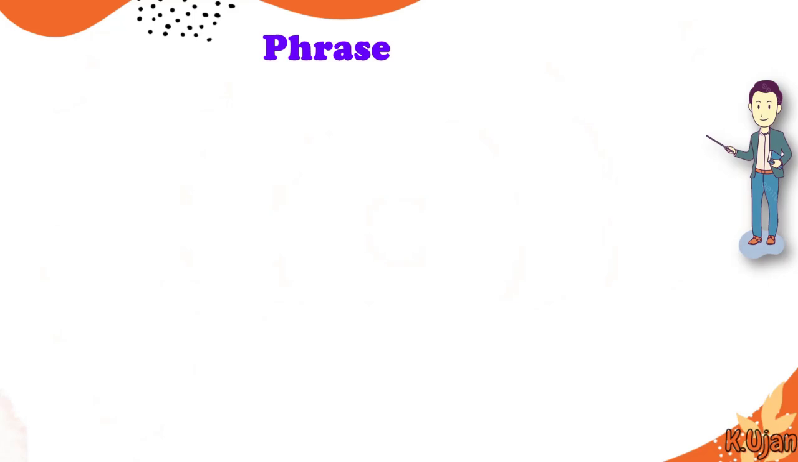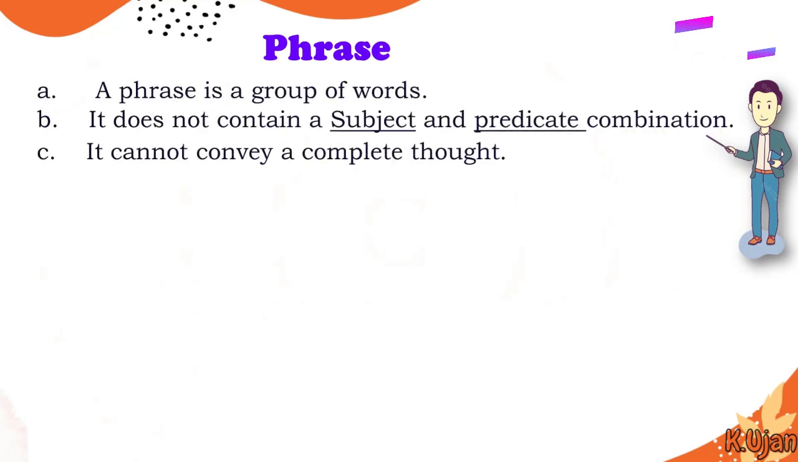Before going to define clause, we already have learned about a phrase, and here we must know about phrase once again for the sake of understanding of clause. Here are three characteristics of a phrase. A, a phrase is a group of words. B, it does not contain a subject and predicate combination. C, it cannot convey a complete thought. So here two things we easily could understand. Number one, a phrase is a group of words and it cannot convey a complete thought.